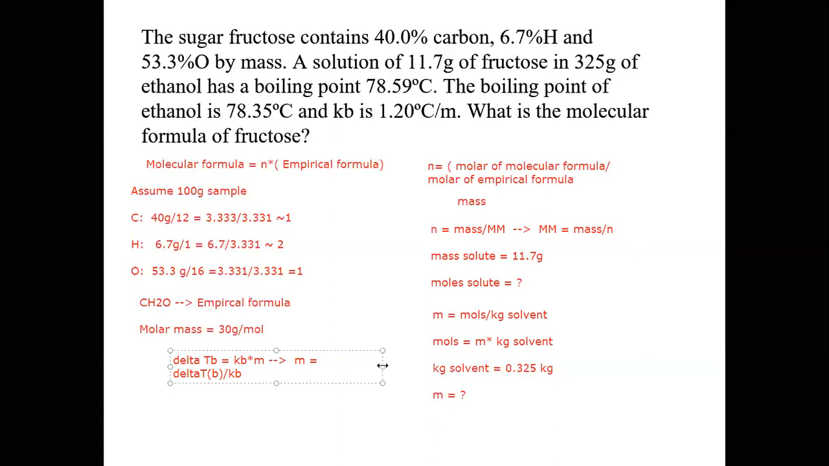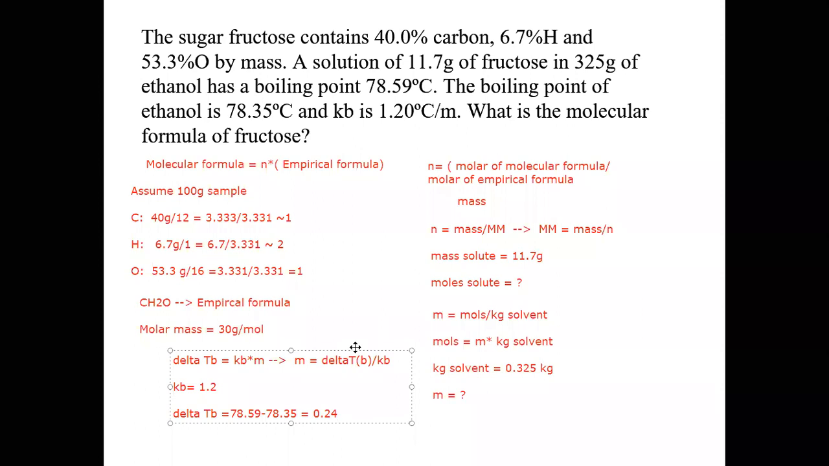So do we know the KB? Yes. KB is given to us, 1.2. Do we know delta TB? No, but we do know the boiling point of the solution is 78.59, and we know the boiling point of the pure solvent is 78.35. So now we can determine delta TB, and we get 0.24 degrees Celsius.